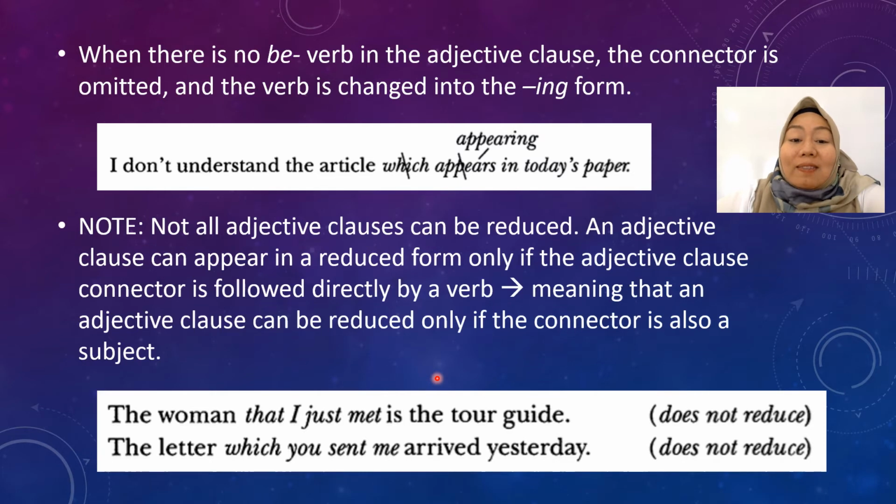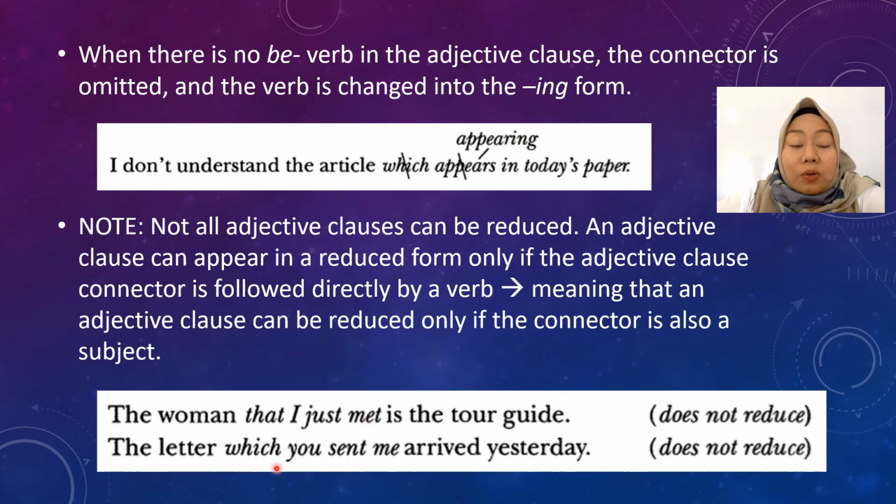Let's take a look at this example, guys. The woman that I just met is the tour guide. Since this clause has a subject, which means that the adjective clause connector does not also function as the subject of the clause, this clause cannot be reduced.